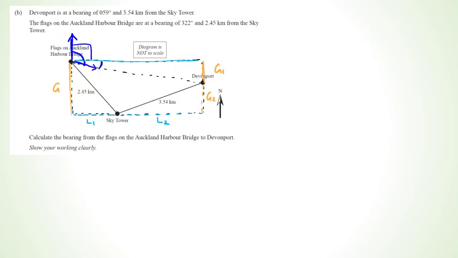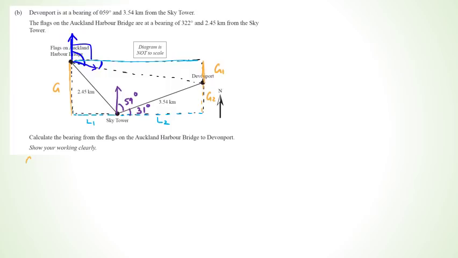What are the angles we have? The first thing is Devonport. Devonport is at a bearing of 59 degrees and 3.54 kilometers from the Sky Tower. So that means from Sky Tower, this angle here is 59 degrees. Because we made this flat, we can say that this angle here is going to be 31 degrees, because 90 minus 59 is 31 degrees. Now you have a hypotenuse of 3.54 and 31 degrees, so you can work out L2 and G2.